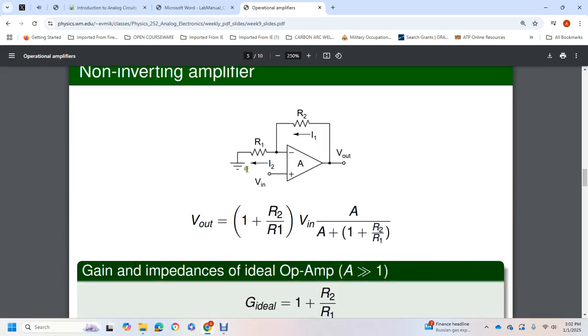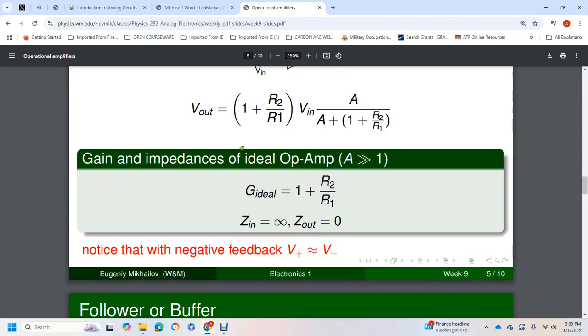Non-inverting amplifier. Now we have the voltage in going to the positive input, and the voltage out also looping back around through resistor R2 to the negative input, forming a voltage divider with resistor R1 to ground. You have A1 and A2. Gain and impedance with the ideal operational amplifier: A is greater than 1. Ideal gain is equal to 1 plus R2 over R1.